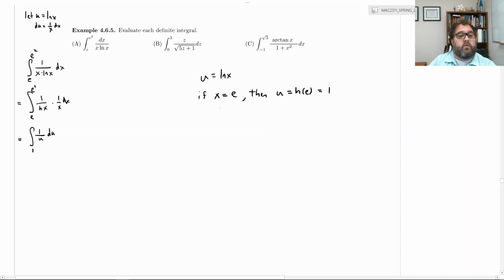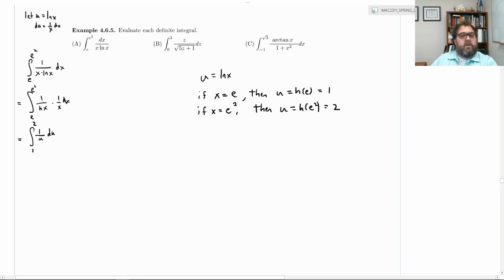What about the upper bound? My original upper limit of integration was e squared. So if x equals e squared, then u equals natural log of e squared. Again, like I mentioned a few moments ago, these are inverse functions of each other. So this automatically, by the inverse property of logarithms, reduces to 2. Or you can think about it as this is asking us literally, the base of the natural log is e, so e raised to what power gives you e squared? Well, clearly, 2 is the answer. So my new upper limit of integration is 2.